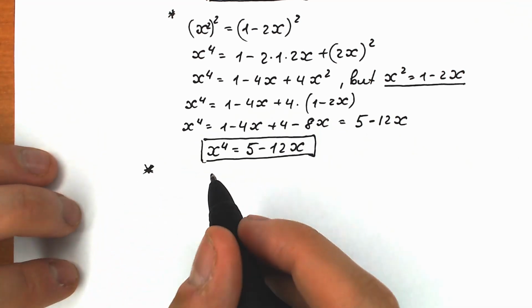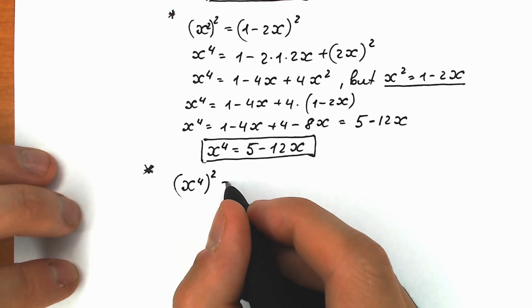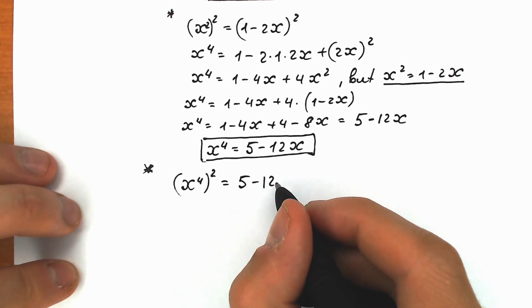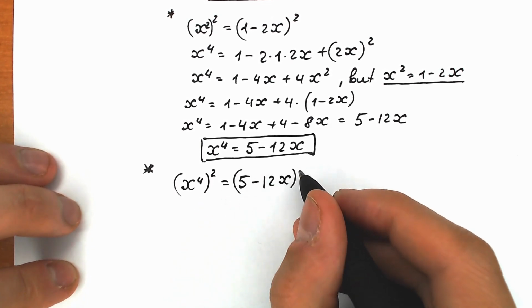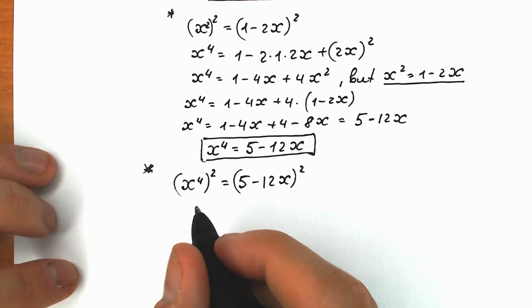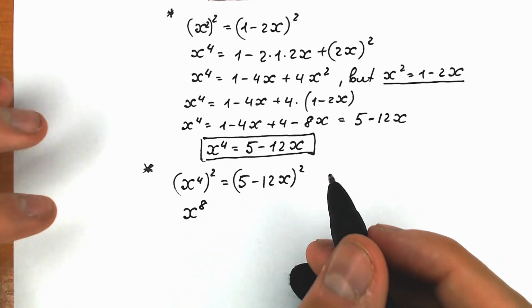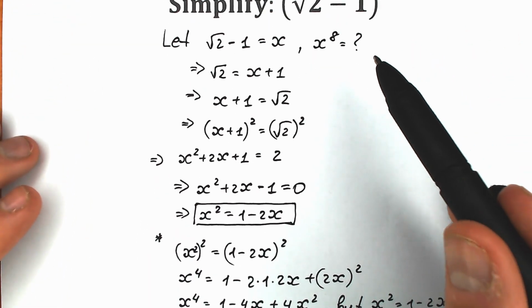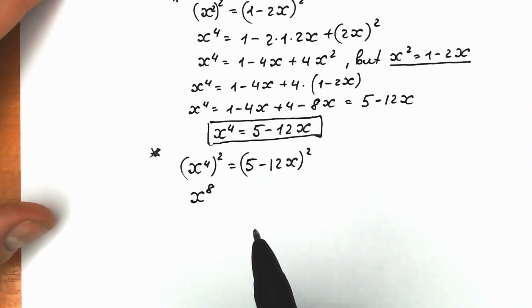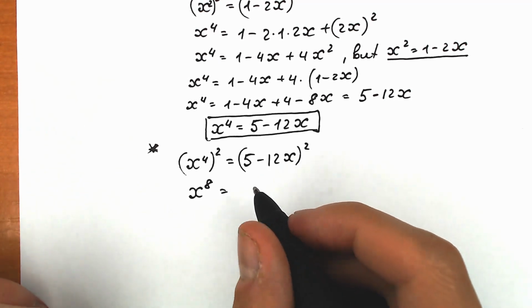We raise x to the 4th power to the second power, equal to 5 minus 12x, which we also raise to the second power. Now x to the 4th power to the second power gives us x to the 8th power, the expression that we need to find. But on the right side, we need to raise this to the second power. Let's do that right now.